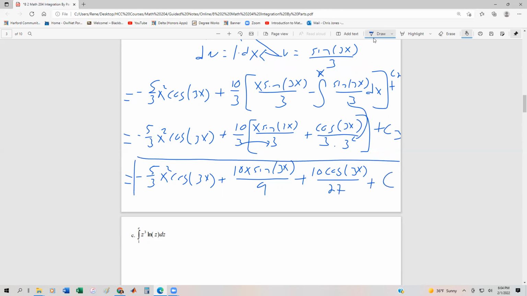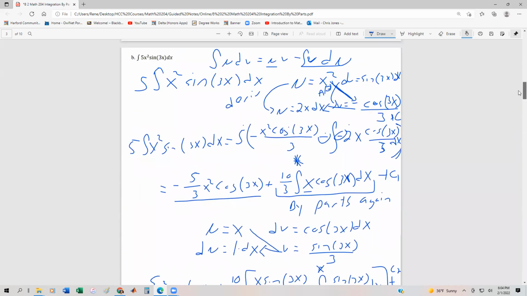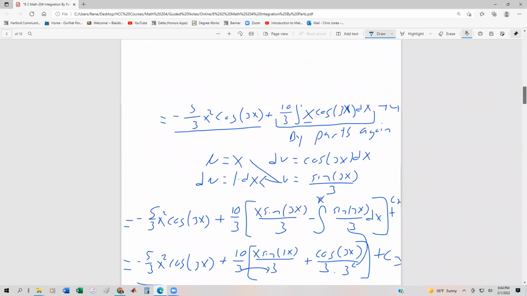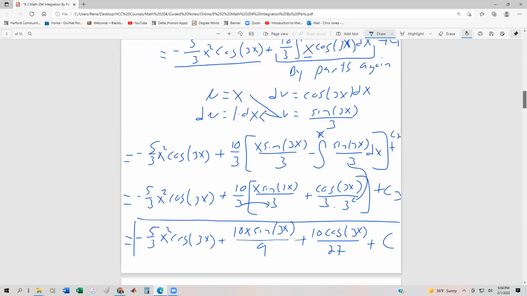All right, so although it looks like a pretty nasty problem, it's not the easiest problem we could have done, but hopefully this helps you to understand the process of integration by parts. All right, so our formula, uv minus the integral of v du. After that, it's just making sure your bookkeeping is going to be good while you're doing this.